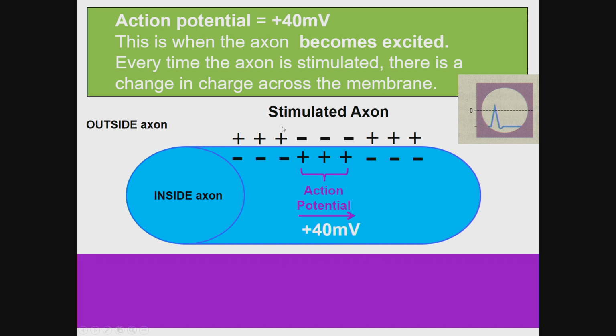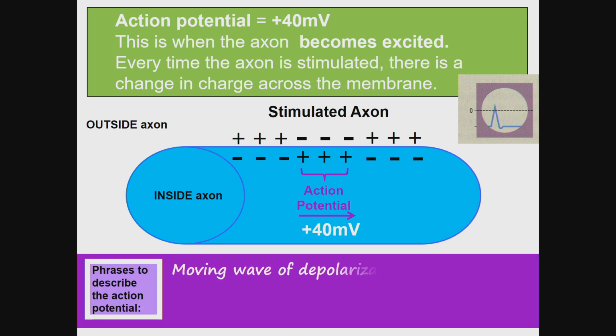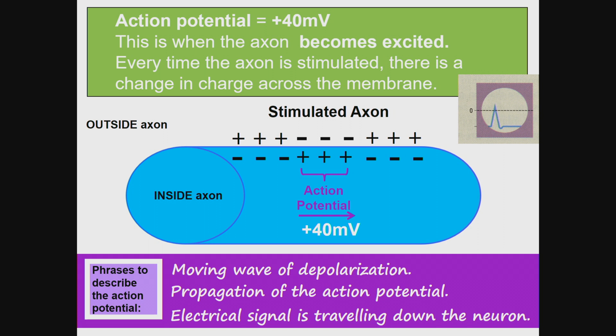This wave of depolarization travels down the axon until it reaches the end and is carried to another neuron or an effector. Phrases to describe the action potential include moving wave of depolarization, propagation of the action potential, an electrical signal is traveling down the neuron.